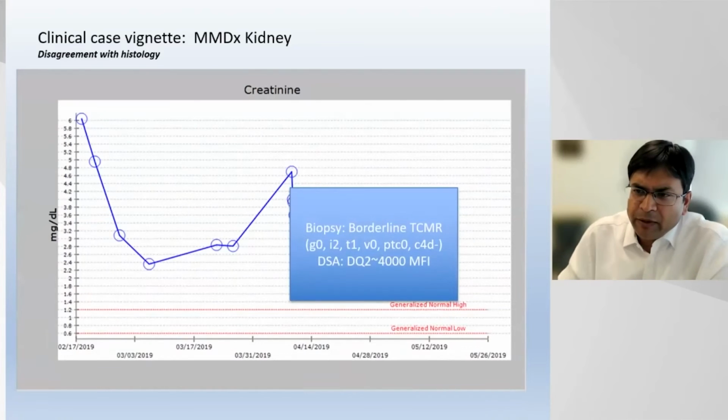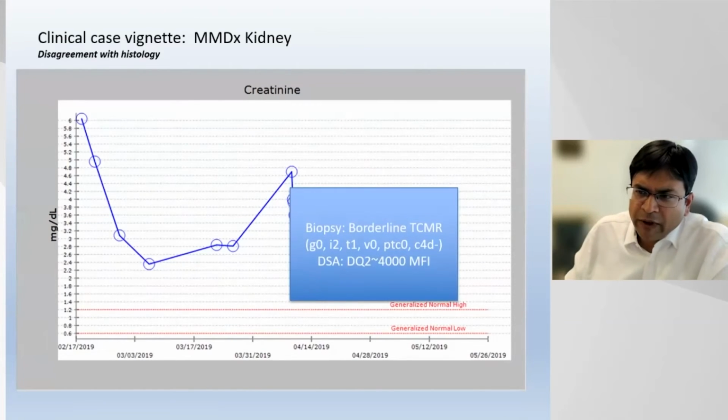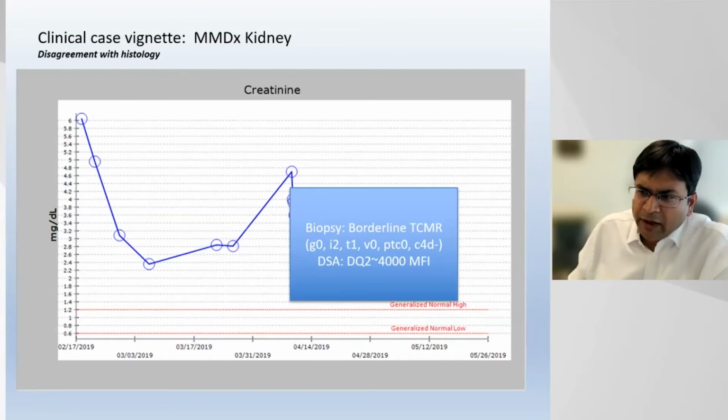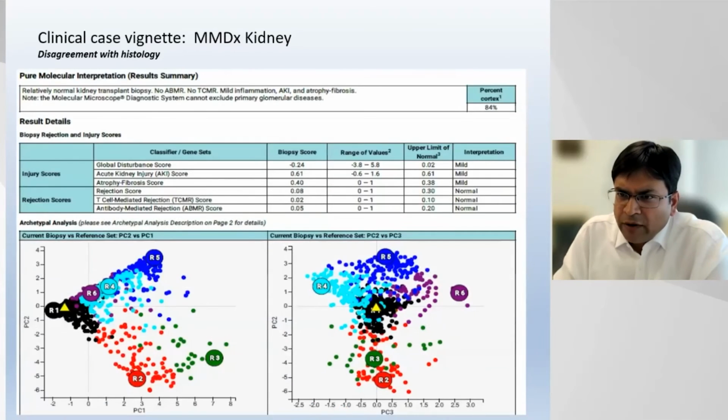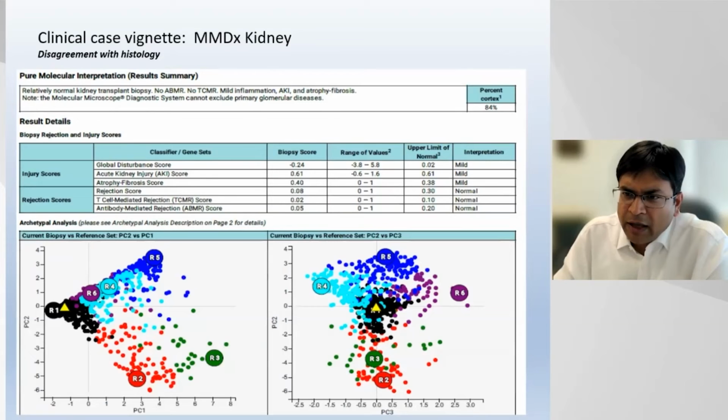This is his creatinine. You can see that it gets better, but then over time with the admission, it goes up. In the context of DSA, we performed a biopsy on him, which was read as borderline TCMR by histology, but on the MMDx, it was read as a relatively normal kidney transplant biopsy. And you can see with the yellow triangle that this patient is very much in the black category of this slide, which is consistent with no rejection.